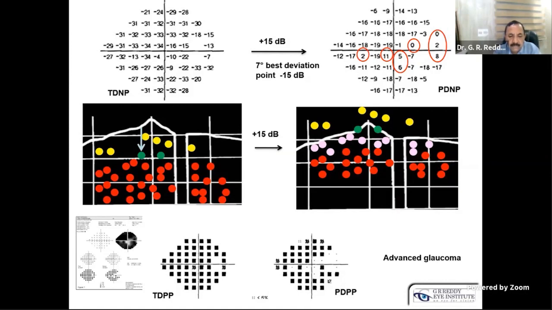That is very helpful, sir. Thanks for the excellent explanation. And what about the normative data, sir? What is the age range which is included in the Humphrey machine? And what is the minimum age for which the normative data is available?